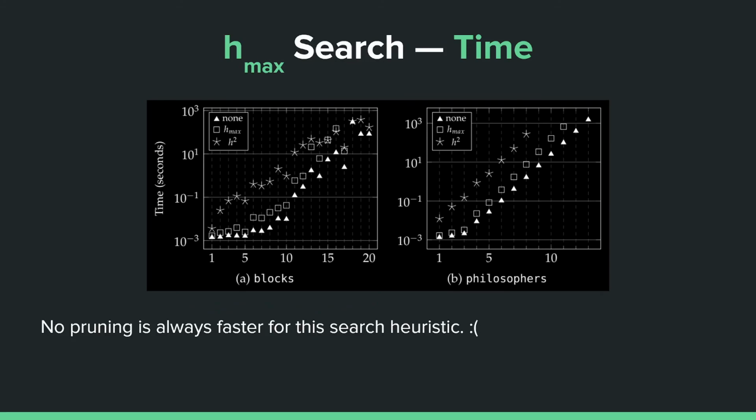It is showing time in seconds instead of states explored. For Hmax search, both pruning methods end up taking longer than the baseline approach. This shows us that for this particular search heuristic, generating the SAT clauses just isn't worth the effort for what we get in return, purely because it takes too long for it to matter.